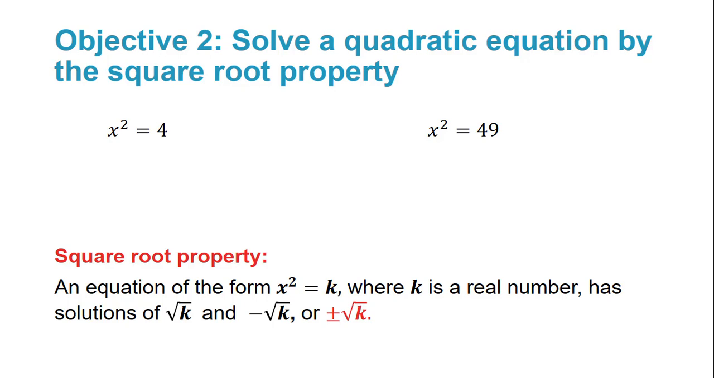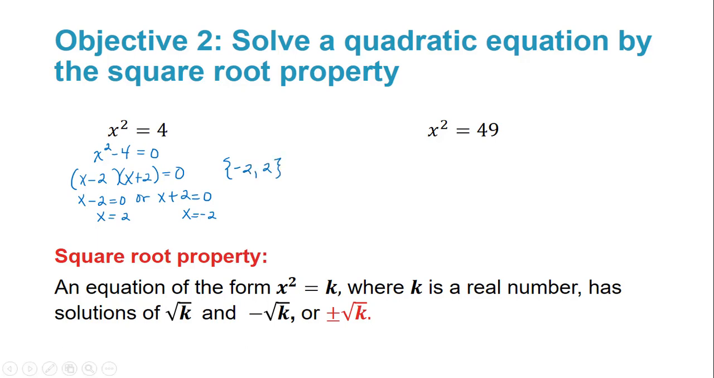To solve that equation by the zero product property, I would have to set one side equal to 0 by subtracting 4 to get x squared minus 4 equals 0. And then I would observe that x squared minus 4 is the difference of two squares that factors as x minus 2 times x plus 2. And then I set x minus 2 equal to 0 or x plus 2 equal to 0 to get x is equal to positive 2 or negative 2. The solution set then is negative 2, comma 2.